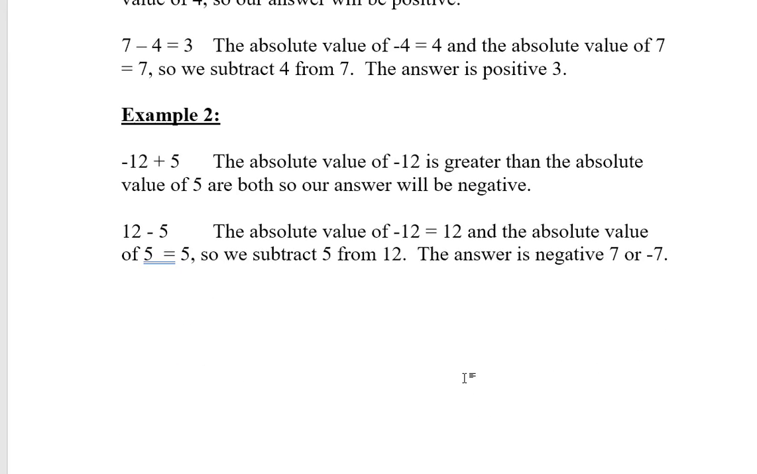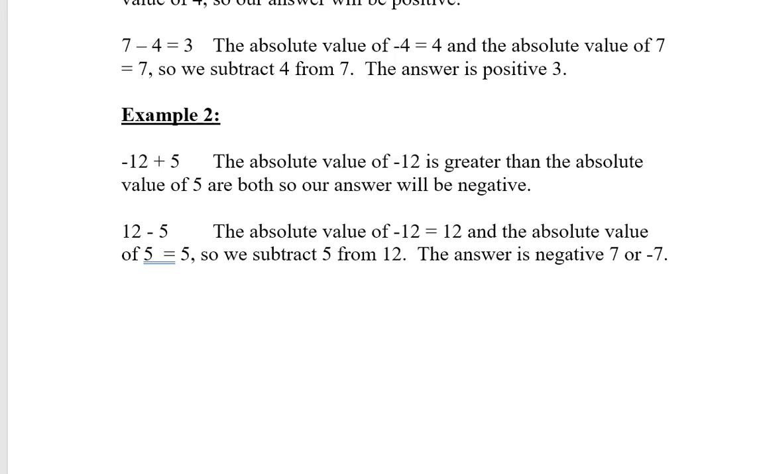For my next example here, I have a negative 12 and I'm adding a 5. The absolute value of negative 12 is greater than the absolute value of 5. So in this case, our answer has to be negative. Okay, there's no other way about it.